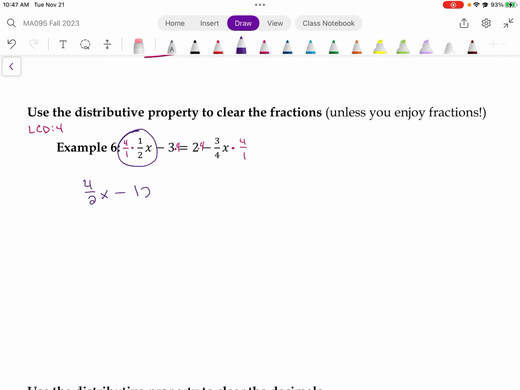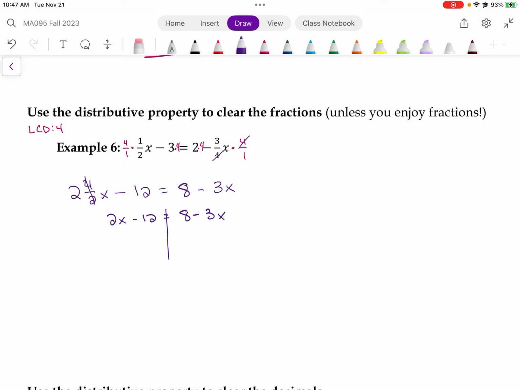So I've got 4 over 2x, and this one right here, 4 over 2x, and then we've got minus 12 equals 8 minus, now do you see that the 4's cancel here? We've got a 4 on top and a 4 on the bottom, so I've just got 3x. Now 4 over 2x is just 2x. So let's rewrite this: 2x minus 12 equals 8 minus 3x.